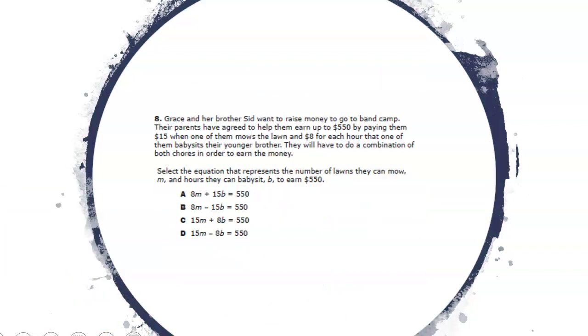All right, number 8. Grace and her brother Sid want to raise money to go to band camp. Their parents have agreed to let them earn $550 by paying them $15 when one mows and $8 each hour they babysit. They will have to do a combination of both chores in order to earn the money. Select the equation that represents the number of lawns they can mow, M, and hours they can babysit, B, to earn $550. Okay, $15 per yard mowed plus $8 per hour for babysitting. C.